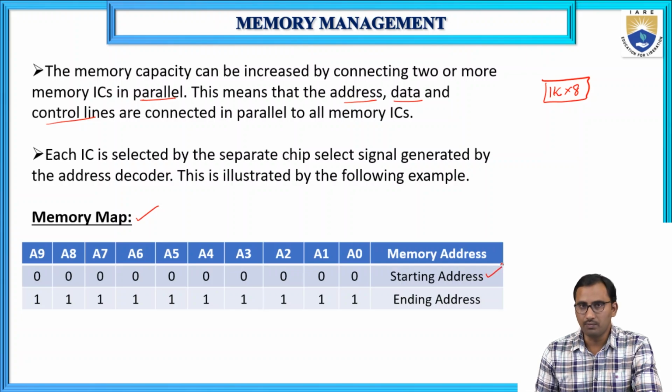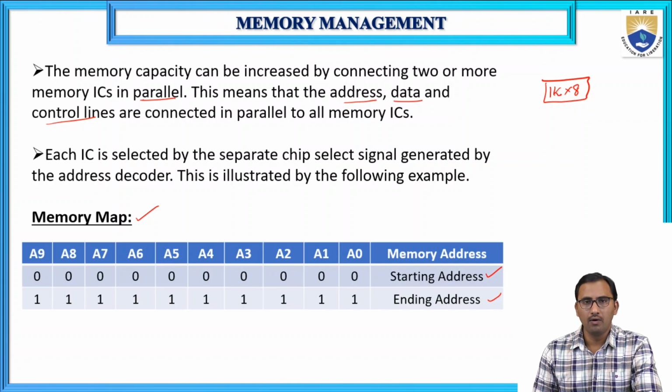So the starting address will initially be all zeros, so 0, 0, 0, 0, 0 like that. And the ending address will be all ones. So if you convert that into hexadecimal, how can we convert that into hexadecimal?